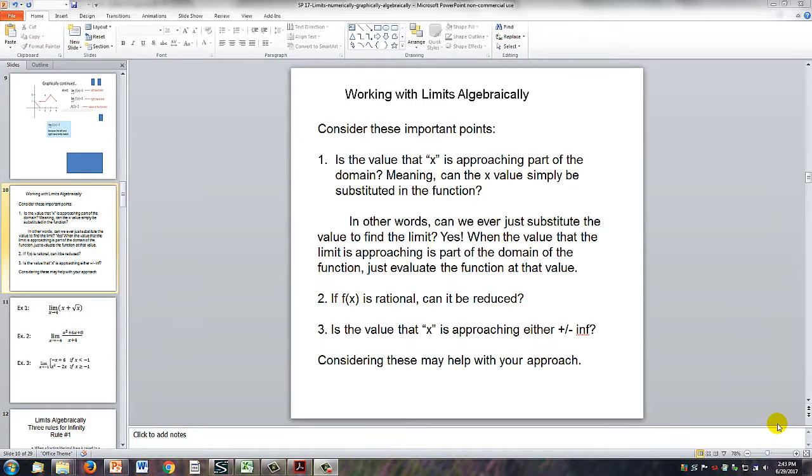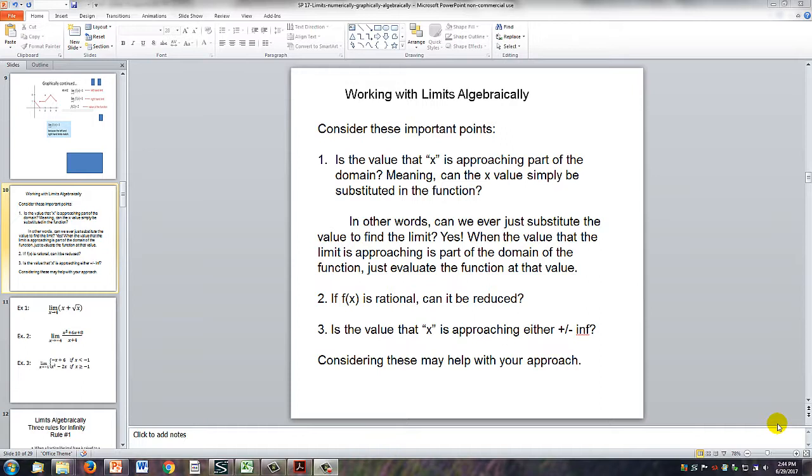So the second way to find the limit of a function is to find its limit algebraically. And so when we're doing that, you can consider three important points. Number one is you can ask yourself, is the value that x is approaching part of the domain? Meaning that can the x value simply be substituted into the function? In other words, can we ever just plug a number in to find the limit? And the answer is yes.